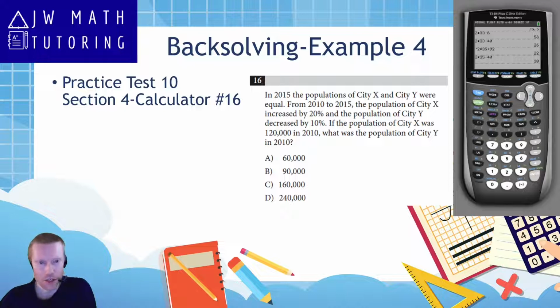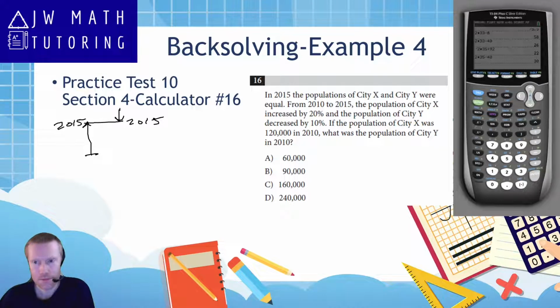Essentially, city X had its population increase from 2010 to 2015. City Y had its population decrease over that same time period. And they want to know, if the population of city X was this amount in 2010, what was the population of city Y in 2010? So it's kind of like city X was here, then it went up to 2015, whereas city Y was somewhere higher, and then it went down and ended up here in 2015, where they're both the same. So we can solve this using backsolving.